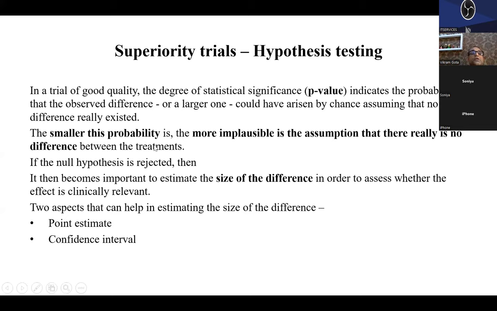So the smaller this probability, the more implausible is the assumption that really there is no difference. What does it mean? If this alpha becomes very, very small, like 1% or less than 1%, or if the p-value is like 0.00001, then it is very unlikely that there is no difference. So the smaller the p-value, the higher the likelihood that the difference is actually true. So the chance of a false positive outcome is very, very small.